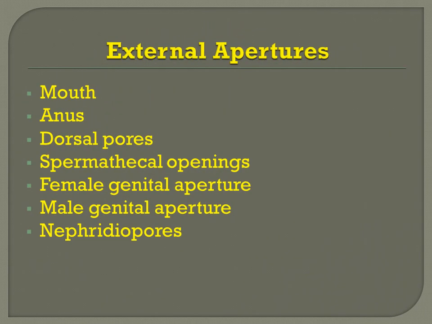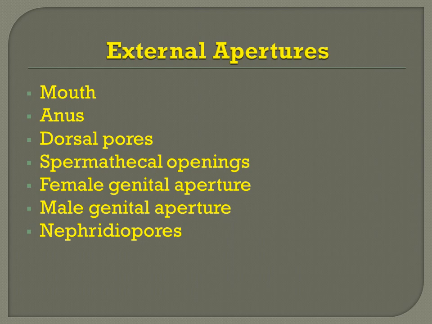The next one is regarding the external apertures. Apertures means nothing else but pores. So what are these pores or apertures present on the body of this earthworm? The first one is of course the mouth opening, and the last opening is known as the anus, to eliminate the digestive waste.